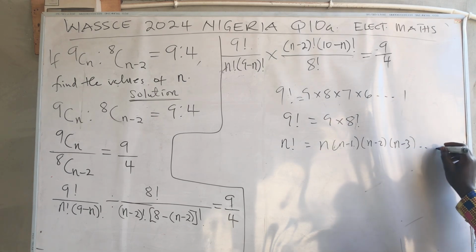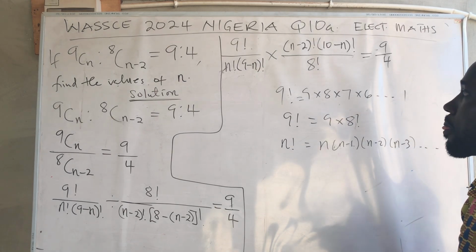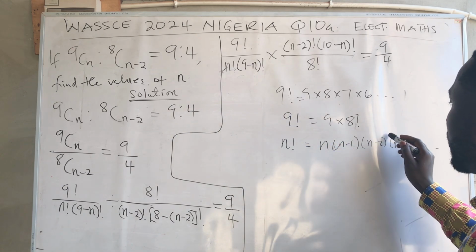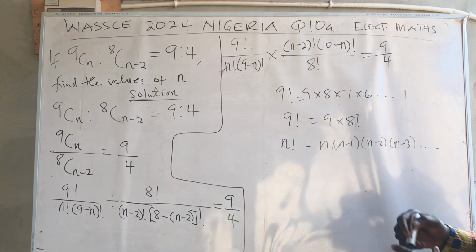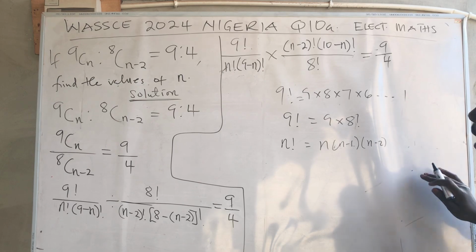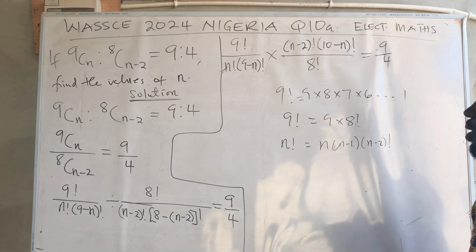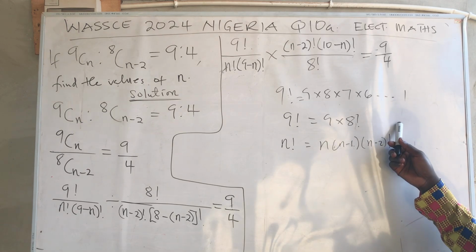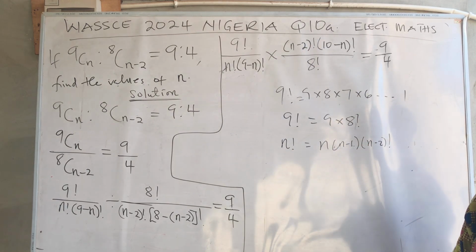Alright, up to where it will get to. Okay, so you can realize that the n factorial, the moment we reach the n minus 2, we can say that the n factorial is the same as what? n times n minus 1 times n minus 2 factorial. So that n minus 2 factorial will cancel this n minus 2 factorial.